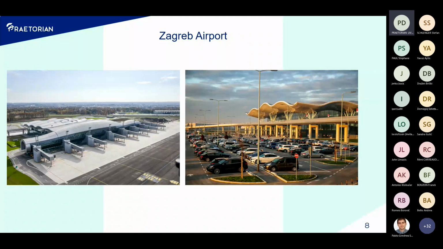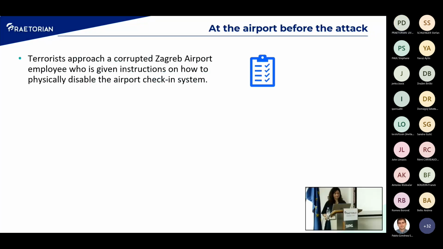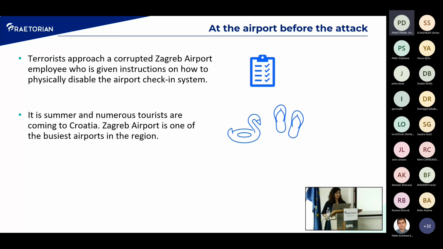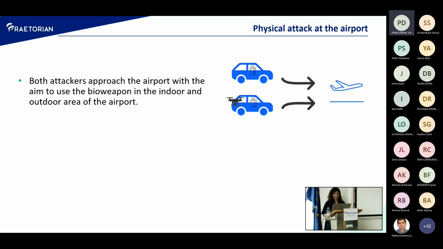One of them tries to go to the inside part of the airport, and the other one is coming with the drone. So the system is disabled. A lot of tourists are coming. Let's say it's summer. A lot of people are here. The employee corrupted the system. A lot of people gathered at some places in the airport. And now we can go actually live to see what's happening at the check-in counters. So what you're going to see now, it's happening live.